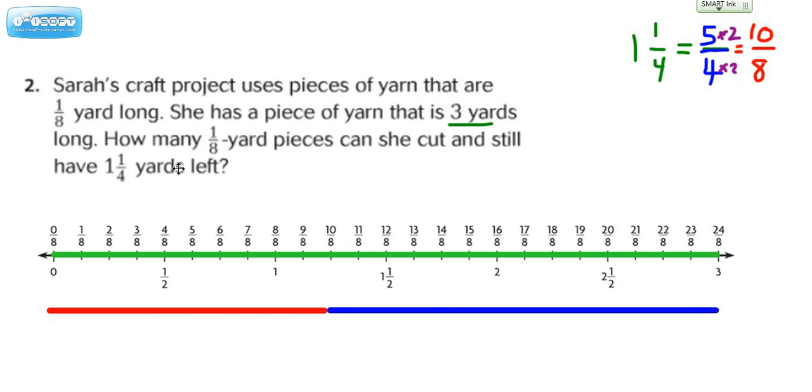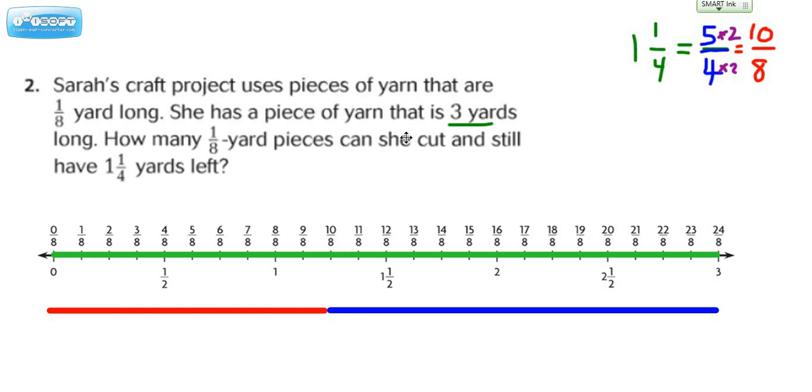All right, so the first thing is, how do we model this problem? What's the thing that we're starting out with? We're starting out with a piece of yarn that is 3 yards long, and I have that modeled here. Why are we breaking up into eighths? Because we're talking about 1/8 yard pieces. So this is going to be the best number line to use to model the problem.